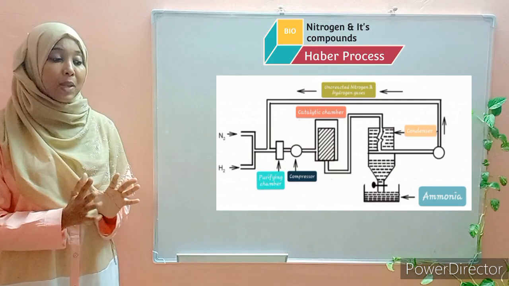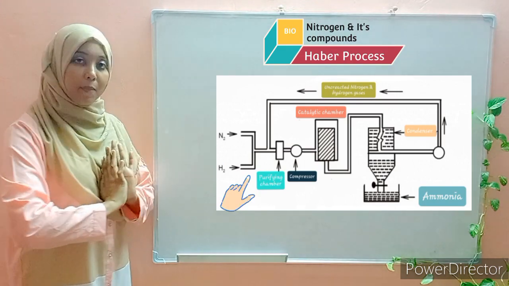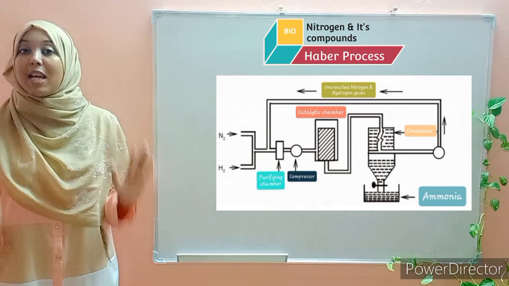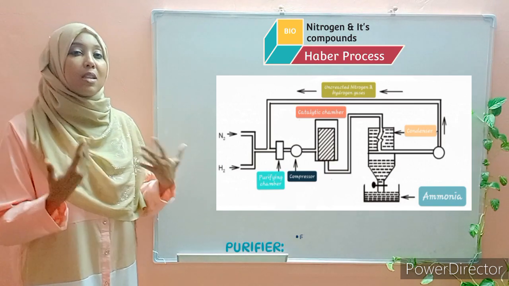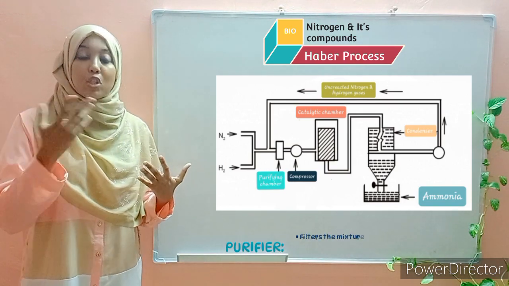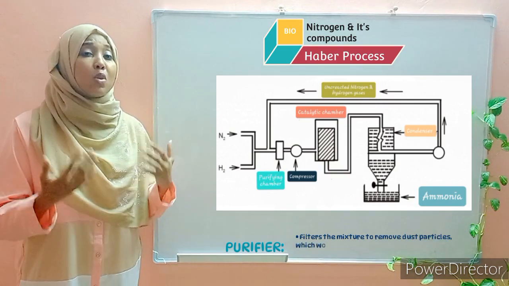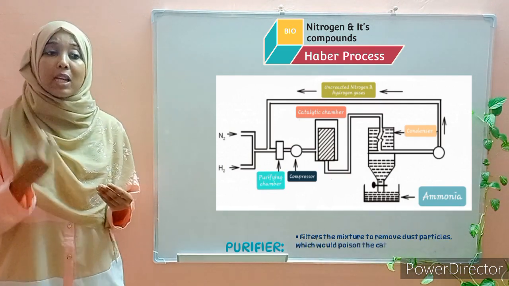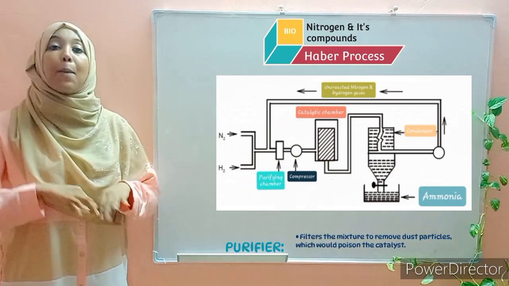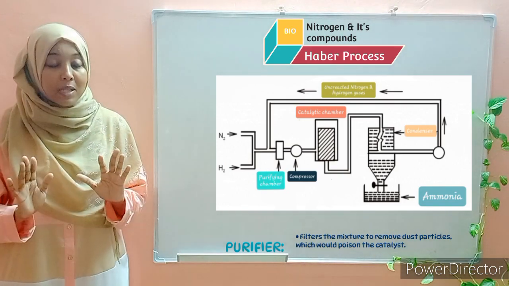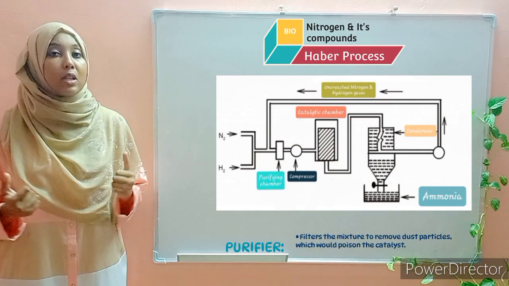Now this mixture is then fed into a purifier. The name speaks for itself. This is a purifier, so it filters the air. It filters the mixture by removing any dust particles. The reason why dust particles have to be removed is, if not, they will end up poisoning the catalyst. This simply means that they will end up damaging the catalyst.